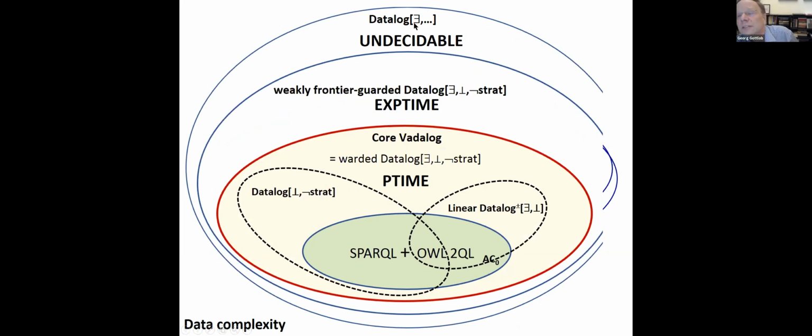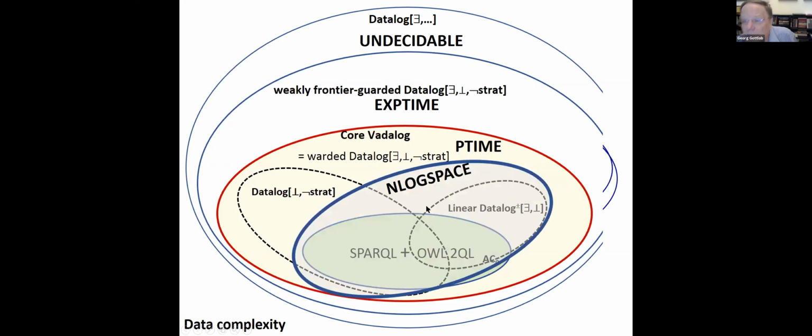So if we just add the existential quantifier to Datalog, you are undecidable, you can simulate Turing machines, you are Turing complete if you want. Then you have this other big, very expressive language, very nice language, but unfortunately very complex to execute. Then we have core Vadalog. Core Vadalog is P-time complete, like Datalog, but it has also existential quantifier and some other goodies. And then we have also identified some smaller fragments that can be better parallelized and that are even more efficient and that can be executed on parallel computers.